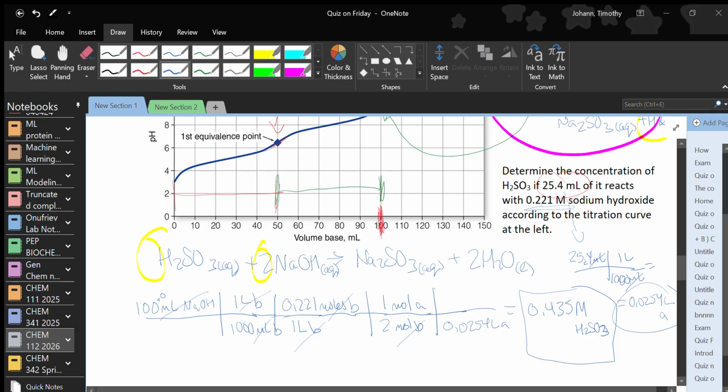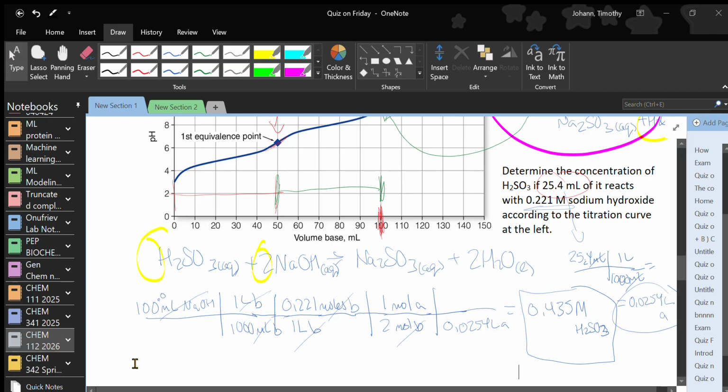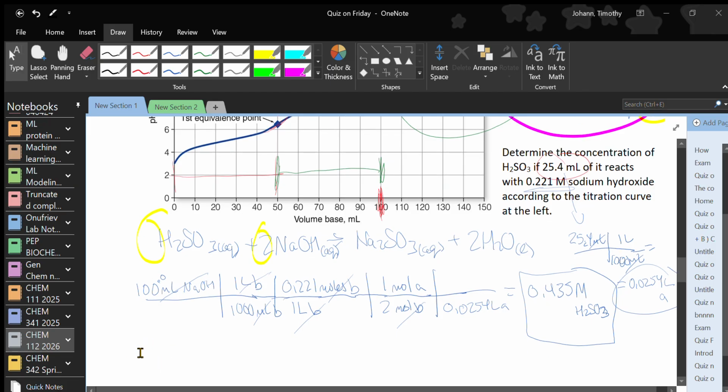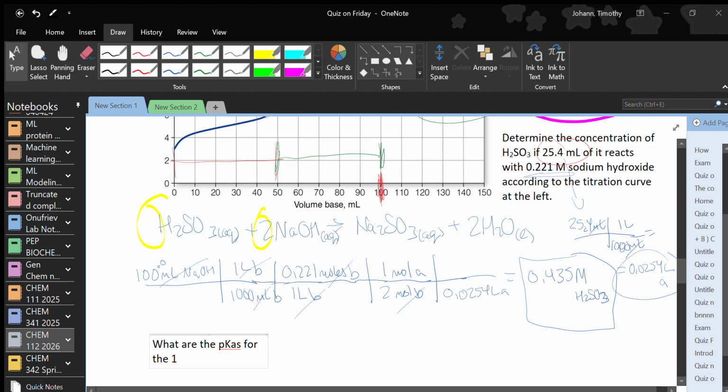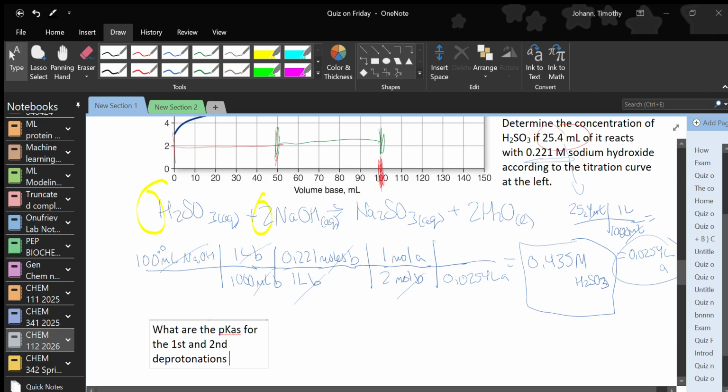That's the question's problem. One other problem I could have asked here: what are the pKa's for the first deprotonation and the second deprotonation for H2SO3? So what are the pKa's for the first and second deprotonations of H2SO3? I'm going to put a question mark in there. Since I don't have to do subscripts, I'm going to go and grab this.